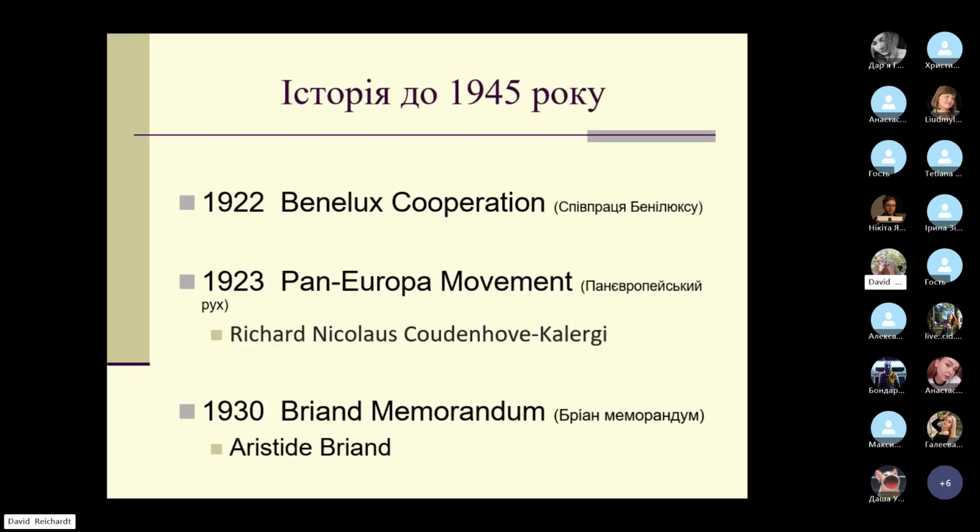Now, in the 1920s, there was also cooperation within European countries in Central Europe. For example, in 1922, there was a Benelux cooperation, where the countries of Belgium, Netherlands, and Luxembourg, little countries between France and Germany, got together and created a free trade area, and they started to cooperate in their economics, and we call that the Benelux cooperation.